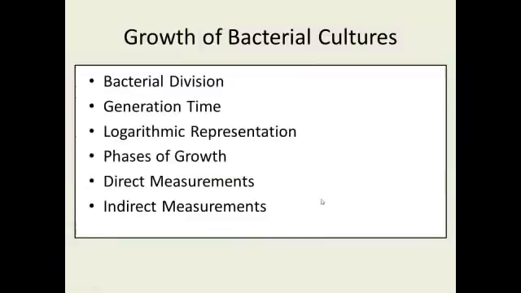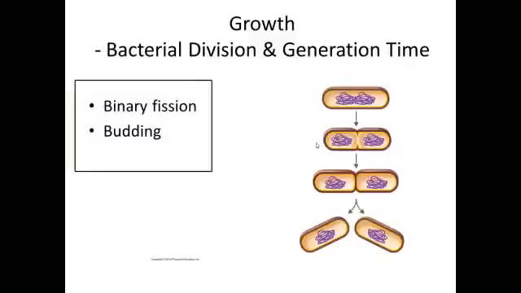Now on to growth of bacterial cultures. We're going to talk about bacterial division, generation time, logarithmic representation of bacterial growth, phases of growth, direct measurements, and indirect measurements. The things that we've been talking about previous to this, what the organism needs as far as temperature and oxygen and growth factors, we've learned by monitoring how fast they grow. So we're kind of doing this backwards. We've talked about what they need. Now we're going to talk about how we figured it out.